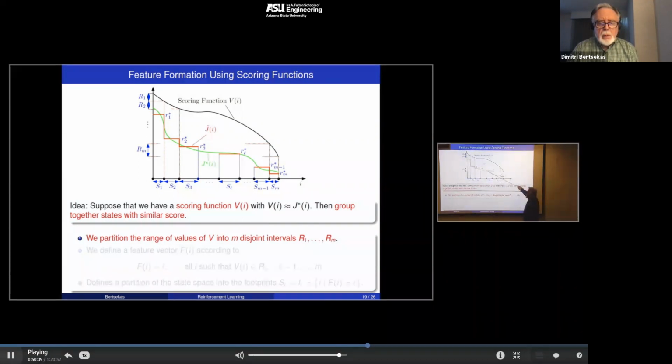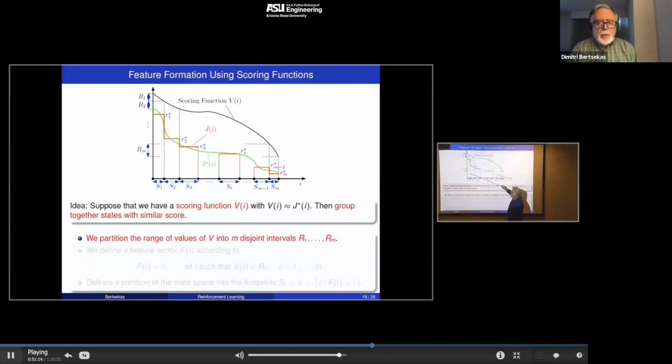It's a little complicated. The green function is J star, what we're trying to approximate. The red function is what we're going to get. The black function is the scoring function. It doesn't have to be very close to the green function, as long as it catches the rises and falls, the shape of J star. So now we look at the range of the scoring function, which is from here to here, and then we cut it into pieces.